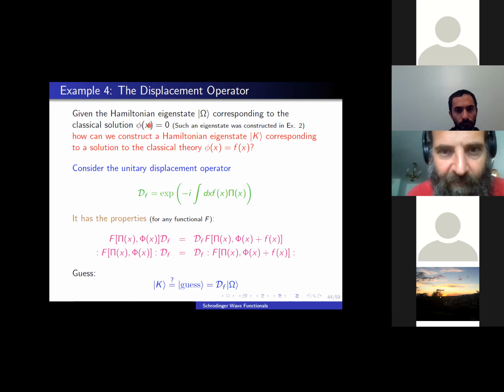Well, let me ask a more general question. So let's say you had a Hamiltonian eigenstate which corresponded to some classical solution. How do we make another eigenstate? I'll call it K, which corresponds to a different solution.